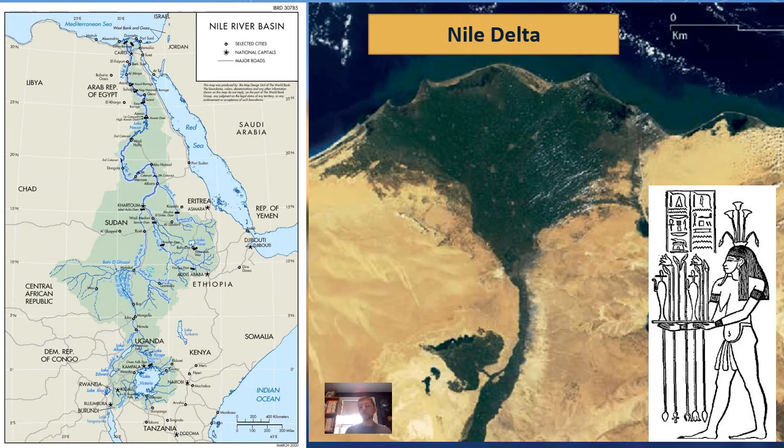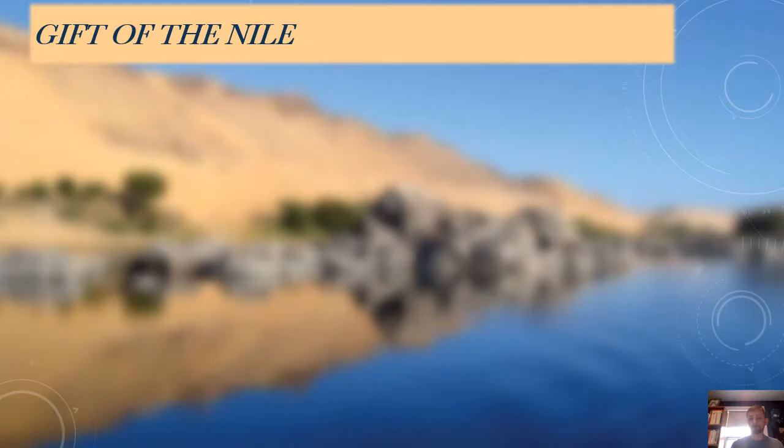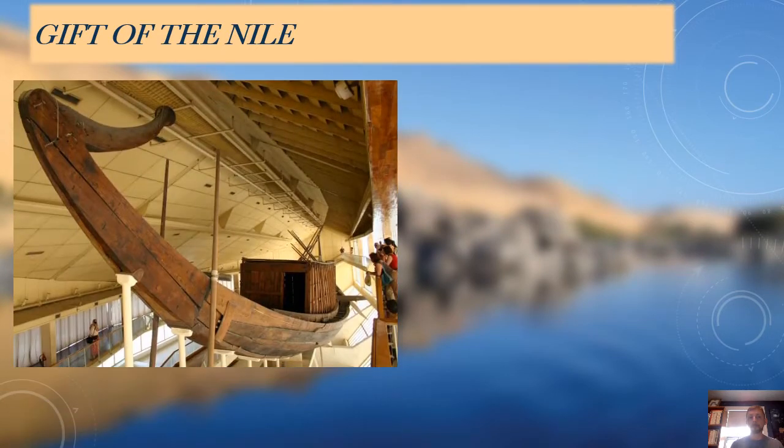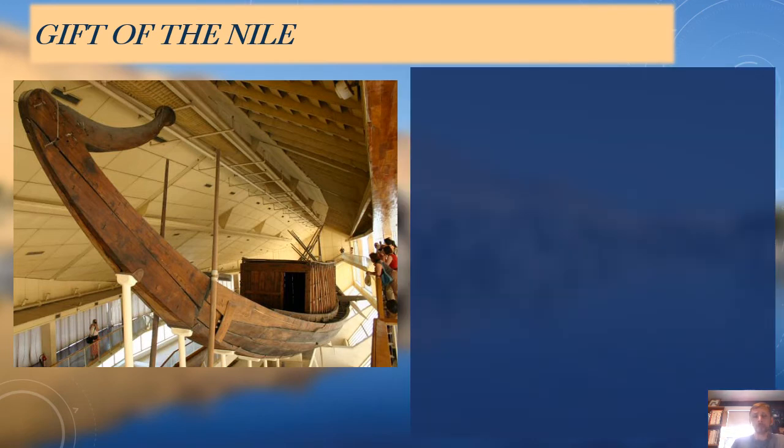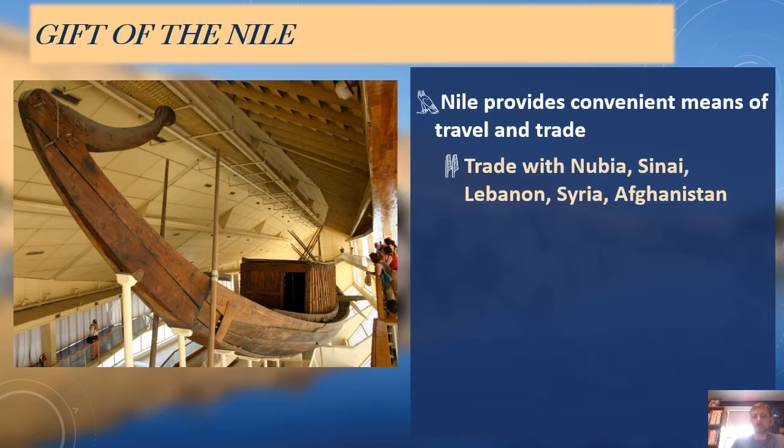Notice too from this map just how amazingly green everything around the Nile is. Egypt is literally, as the Greek historian Herodotus said, the gift of the Nile. So what does the Nile do for Egypt? Well, certainly agriculture is important. It's a very convenient means of travel and trade.